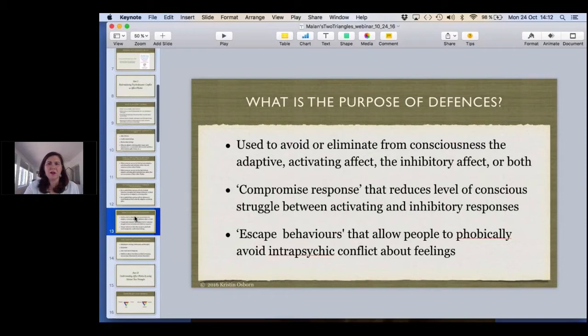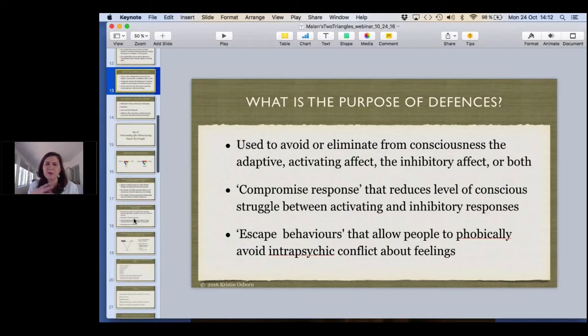So what are the purposes of the defenses? This is really, really important when you're working with people. Because I have come to the point that I understand that people really need to know their defenses. They have to really know how their defenses help them, how they hurt them, where they originate from. And so the more that we can help our clients understand how they're using their defenses, I think the faster the work can go.